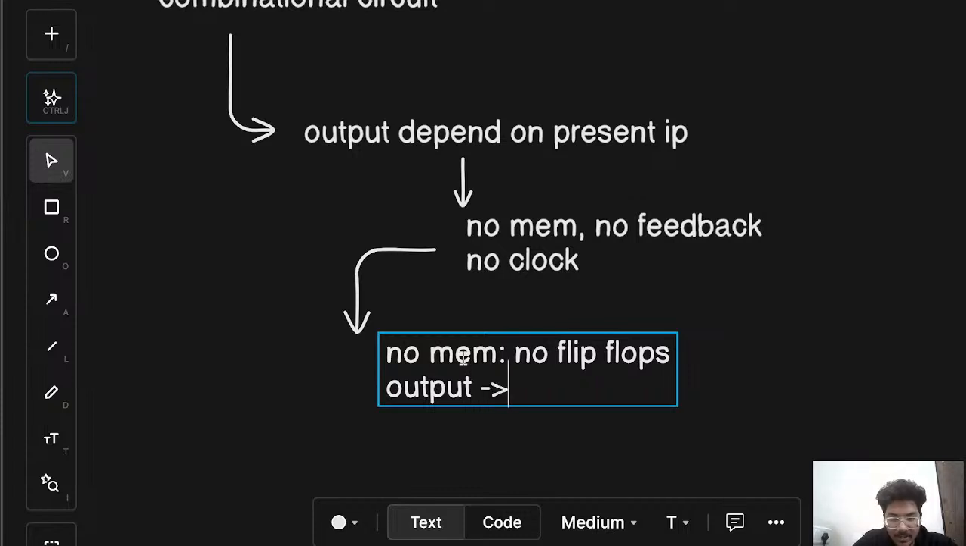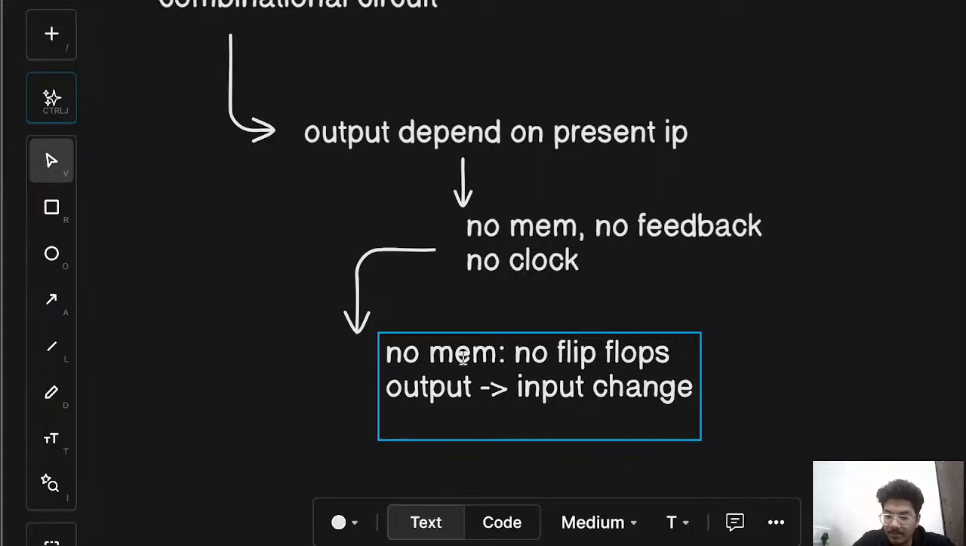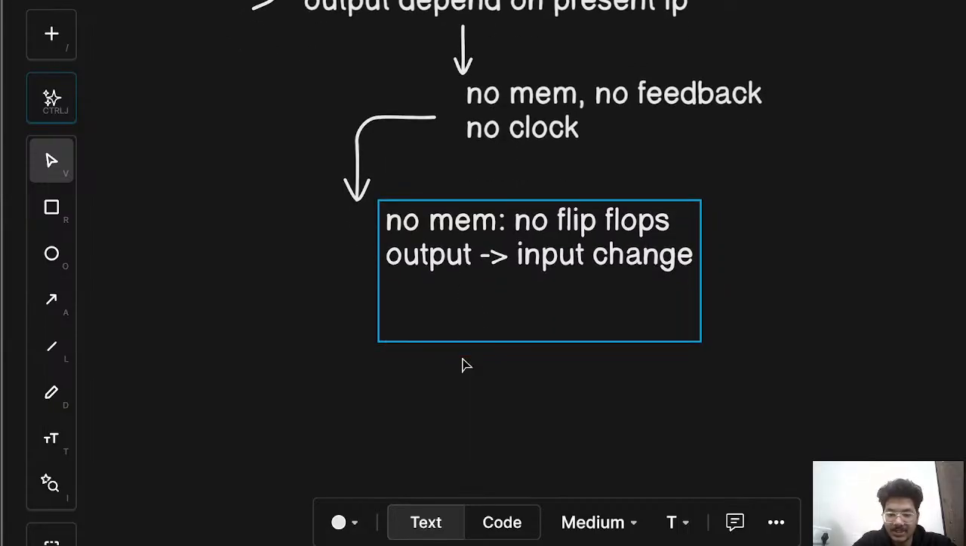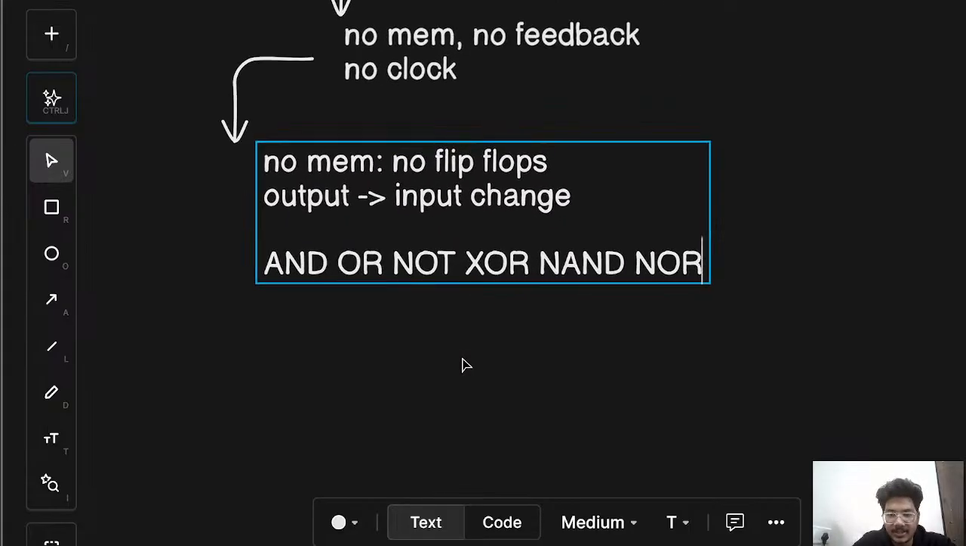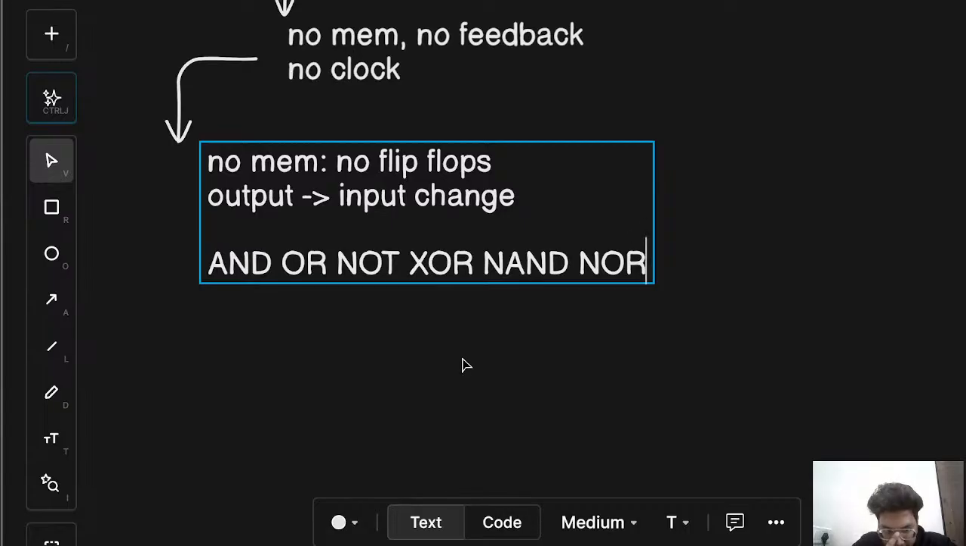The output changes immediately after the input changes. It is built using logic gates such as AND, OR, NOT, XOR, NAND and NOR gates. These are the things we can expect from a combinational circuit.